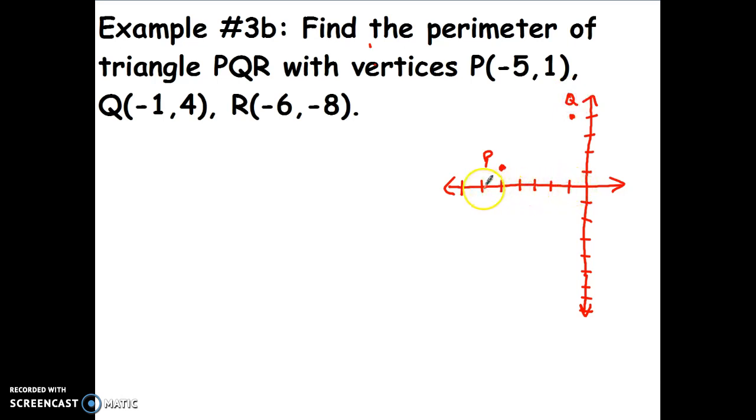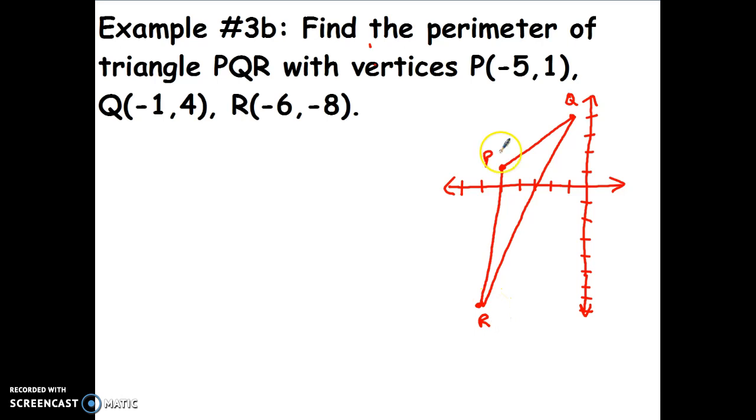And then -6, -8. 1, 2, 3, 4, 5, 6. 1, 2, 3, 4, 5, 6, 7, 8. That's all the way down there. -6, -8. And again, it's just a sketch. It's not going to be perfect. All right. So when we connect those together, we can see our triangle. And again, you cannot expect for it to be perfect, but for the most part, you get the idea of what the figure looks like. And what is this R?